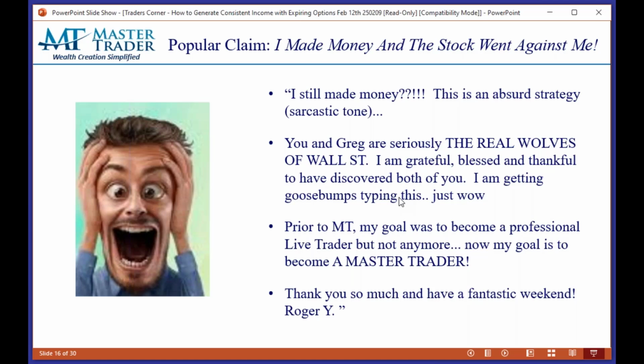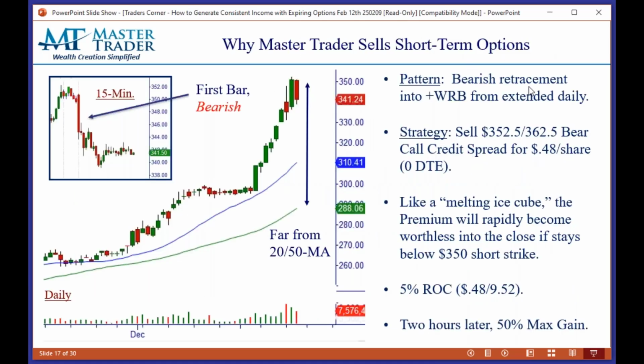When you trade stocks and options, or stocks and ETFs and futures directionally, you only make money if it goes 1 penny or 1 tick in your direction. This is a different game. This literally came from one of our subscribers, and we love hearing this. I made money and the stock went against me.